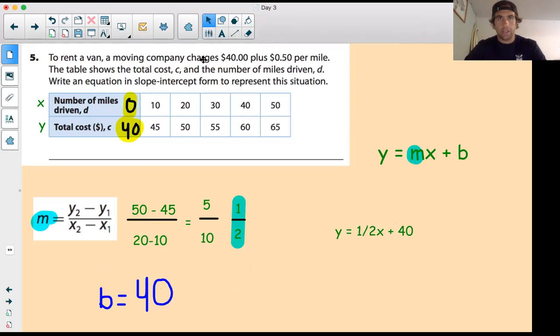Bam. There's your answer. I took m, see m right here, guys? I replaced it with 1/2. I left the x, and I replaced b with what? Positive 40. That's it. Okay?